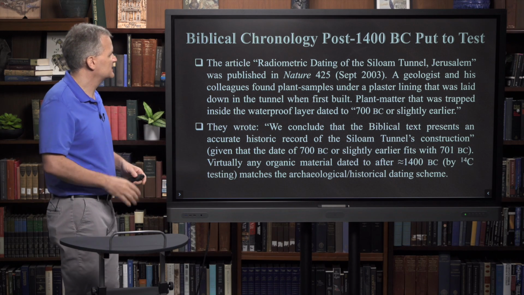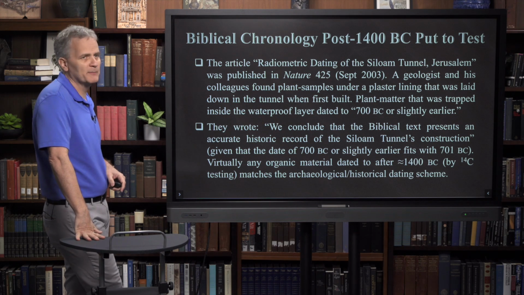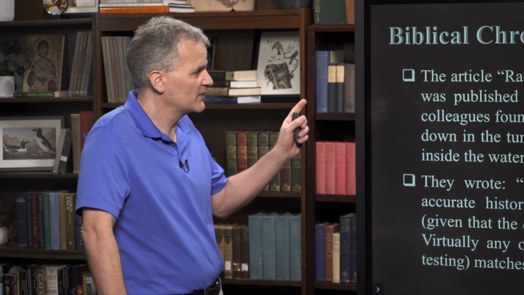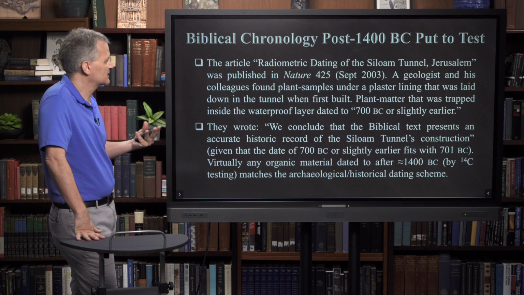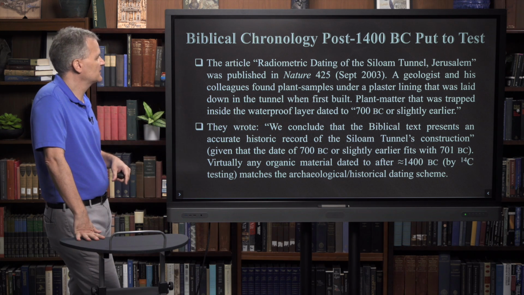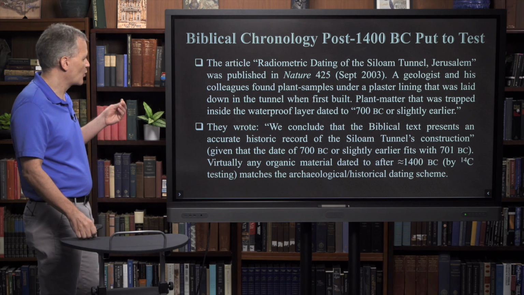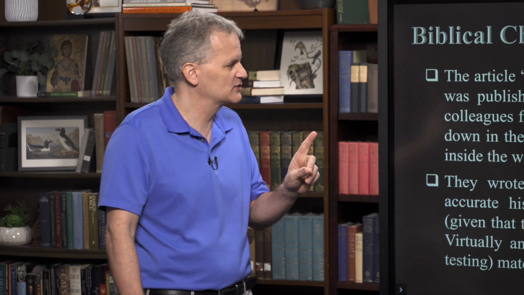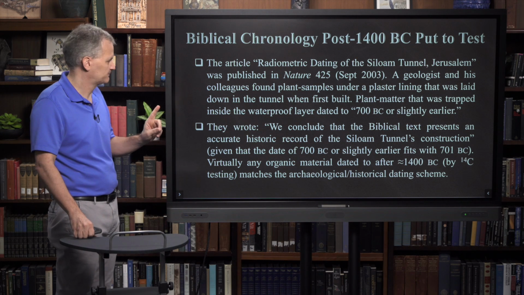The article "Radiometric Dating of the Siloam Tunnel, Jerusalem," from 2003, was published in Nature magazine, a very technical but important article on this very thing. A geologist and his colleagues found this plant matter, these samples of plant matter, under this plaster lining that was laid down in the tunnel when it was first built. Plant matter that was trapped inside this waterproof layer dated to, according to them, and these are their words, secular researchers, dated to 700 BC or slightly earlier.